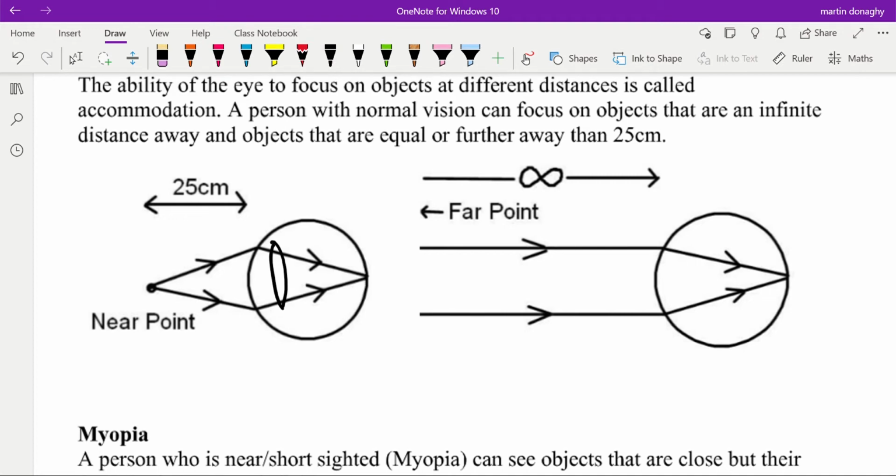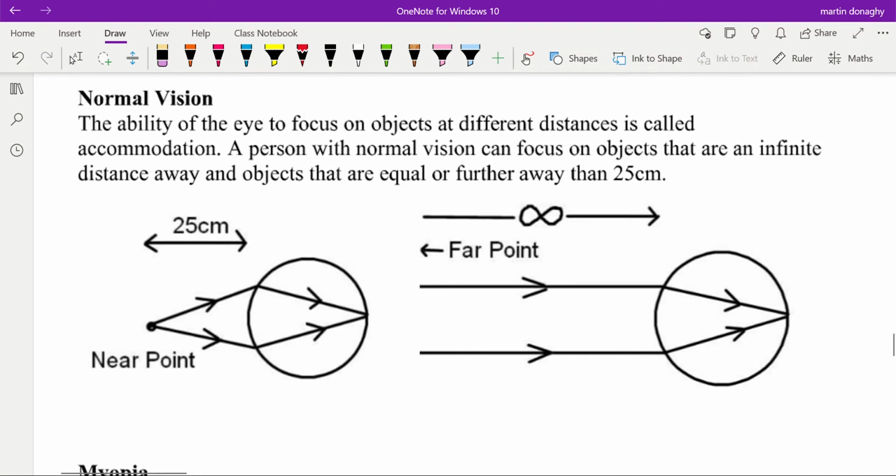Now, to simplify things in our diagrams, we don't tend to draw what actually happens, which would be a refraction at the front of the cornea and a refraction in the lens in the eye. We just draw all the refraction happening at the front of the eye.